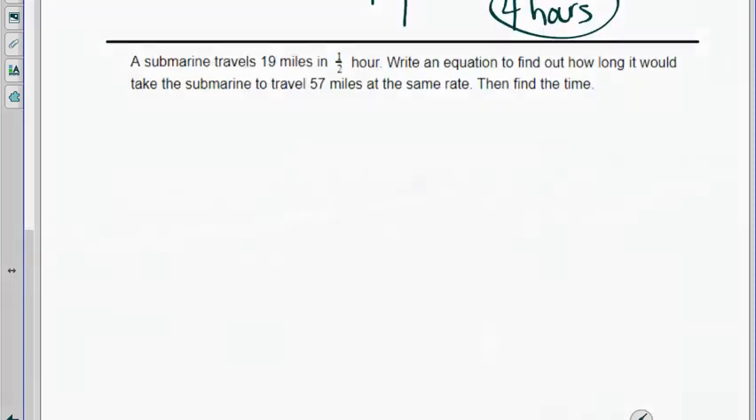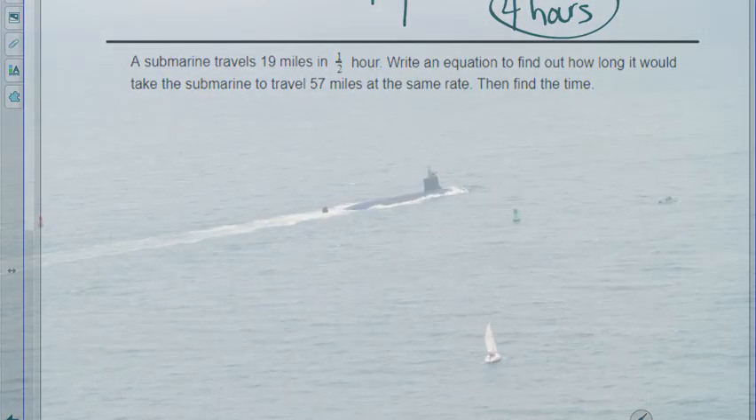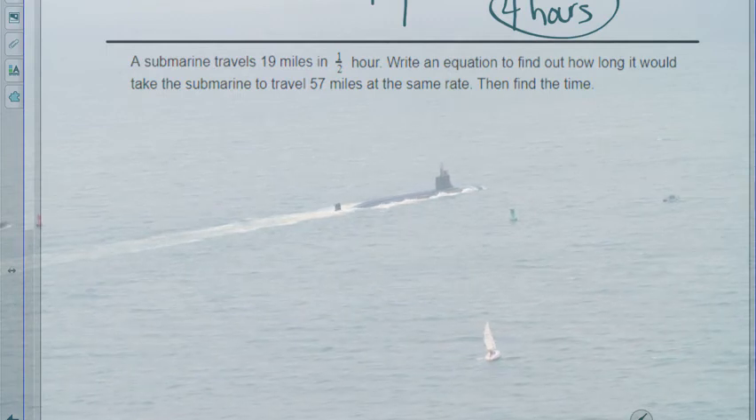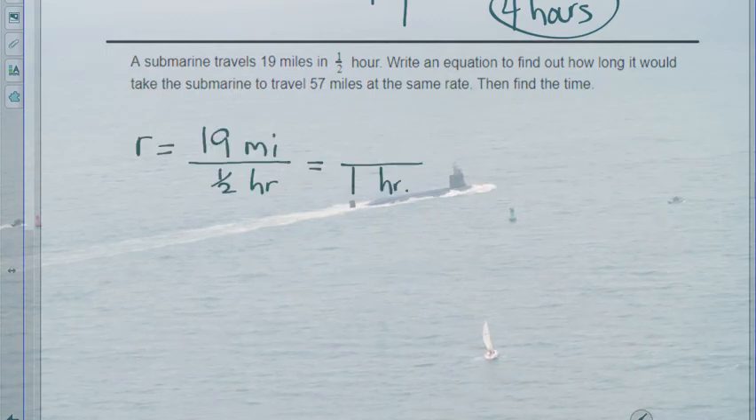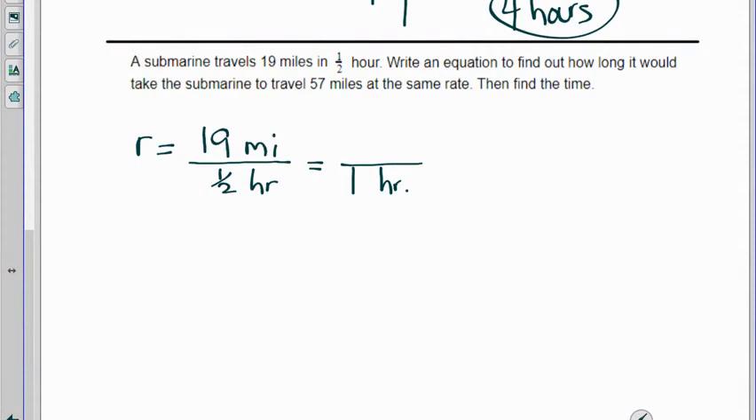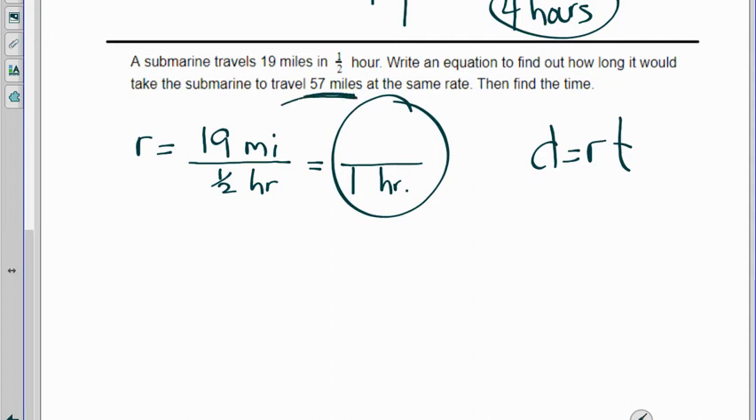Okay, here's one for you to try. A submarine travels 19 miles in a half hour. Okay, and so I want to know what that is per hour, because that's kind of what we need for a rate. We need it per hour. And using the formula D equals RT, dirt, after we find the rate R, we want to find out how long it would take for the submarine to go a distance of 57 miles. Give it a try.